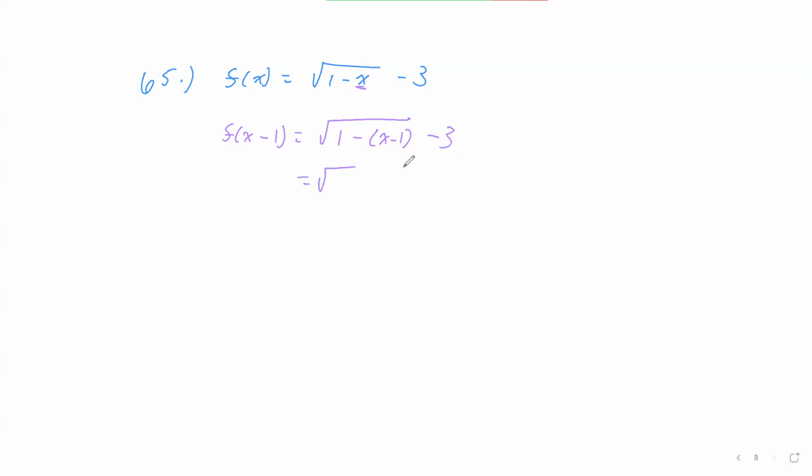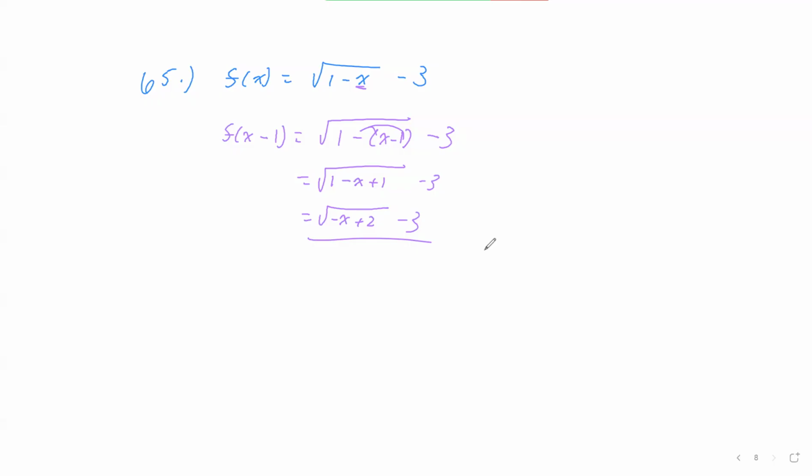So then all I gotta do is just clean it up. So that gives me 1 minus x plus 1, because you distribute in, minus 3. And then I'm just gonna clean it up one more time. So that's gonna be negative x plus 2. You could have written 2 minus x. I just like the x first, but it doesn't really matter. And there you go.